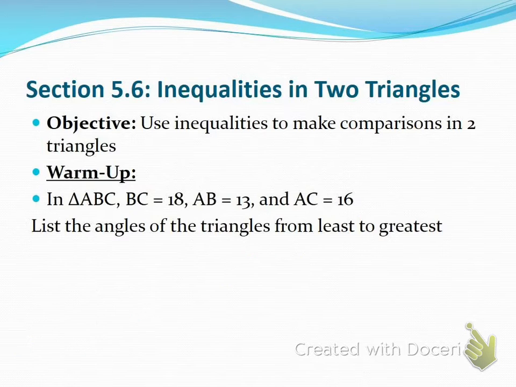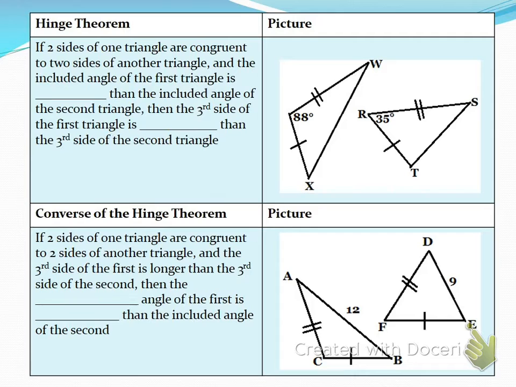Okay. We've got a couple theorems. These are going to be similar to what we were just talking about, except now we're involving two triangles instead of just one. So the first theorem, it's wordy, but we'll just get through it. If two sides of one triangle are congruent to two sides of another triangle, that's what they showed us here. Two pairs of sides congruent.